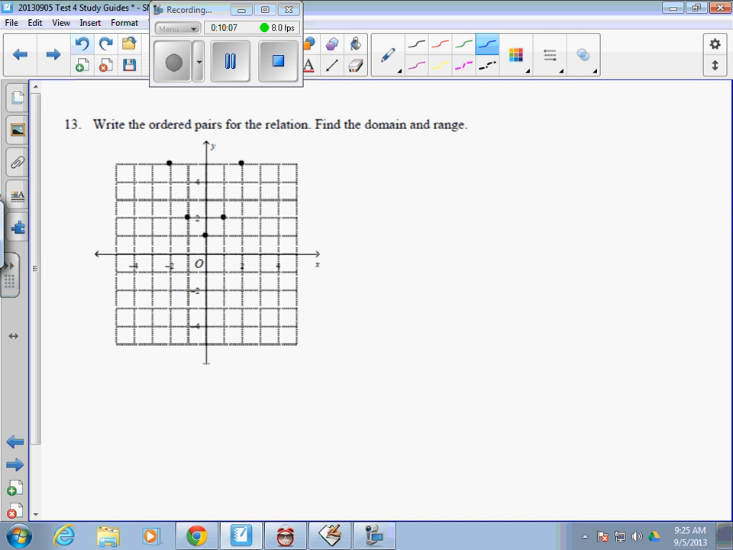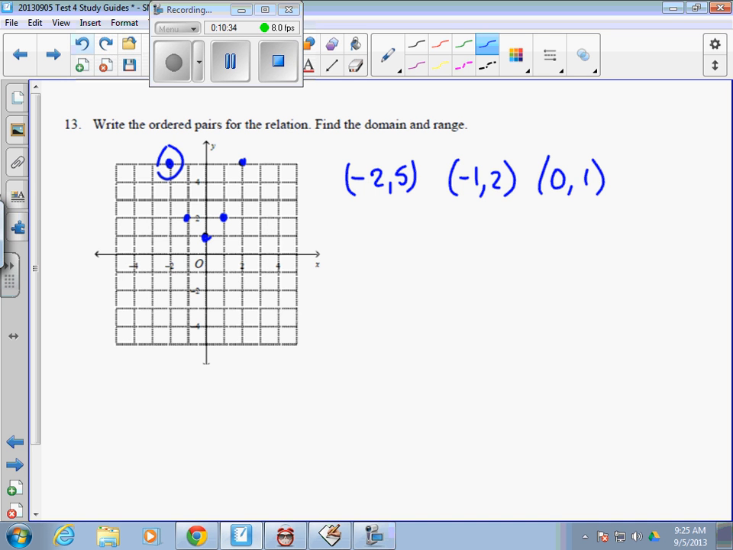13 says write the ordered pairs of the related functions. So we have 5 points we have to write. The first one, if we look at this one, we'll just call it that first point. That's -2, +5. That's the first one. Then it'll be -1, +2, then 0, +1, and then it'll mirror it on the other side.